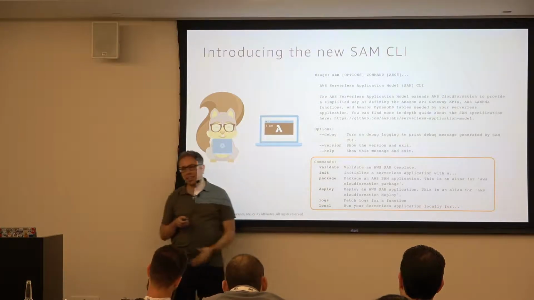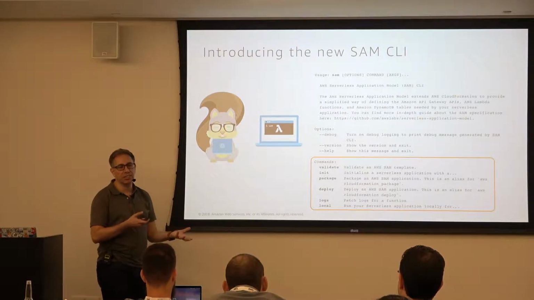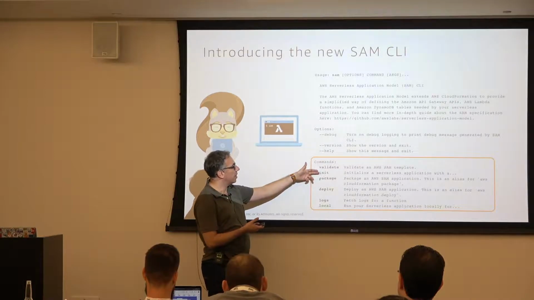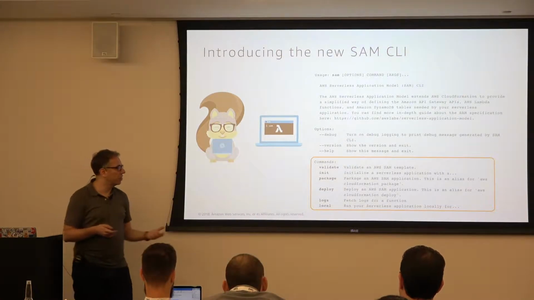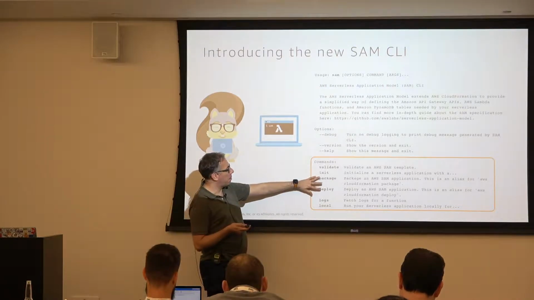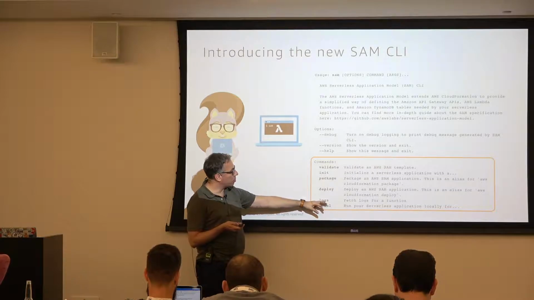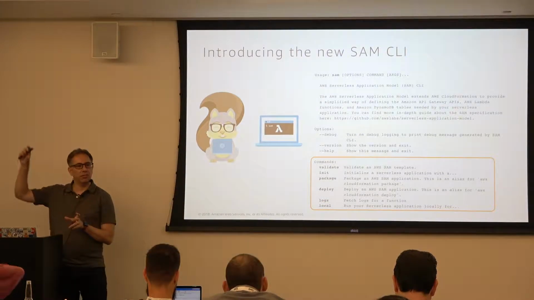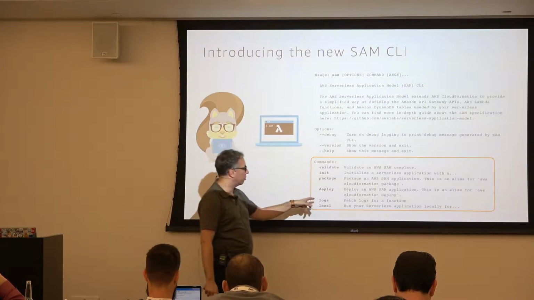So you can validate a template, and this is done using the open source translator. So it's the same code that runs on AWS. You can initialize a new function, a new project. So it's very easy to use. You can package and deploy your application. You can now also tail the logs. So if you want to tail the logs from CloudWatch logs, you can do that from the CLI. I will do a quick demo.